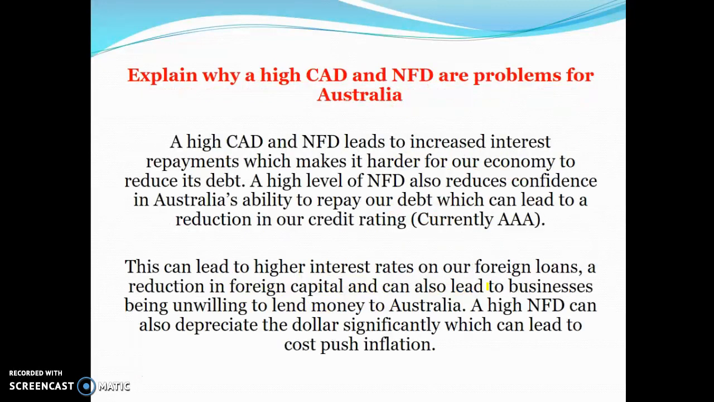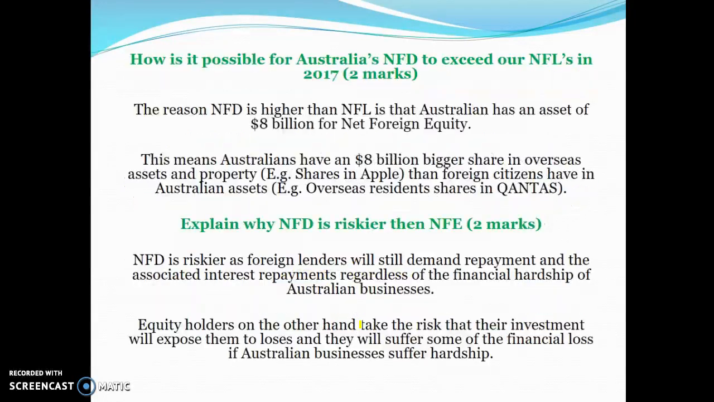In terms of why there are problems, it can mean that people overseas lose confidence in our ability to repay our debt, so it can lead to a reduction in our credit rating. It can lead to higher interest rates on foreign loans because, again, we're more risky people to lend to, so they're less willing to lend to us. That can lead to a reduction in foreign capital and can also lead to businesses being unwilling to lend money to Australia altogether. A higher net foreign debt can also depreciate the dollar, which we'll talk about another time.